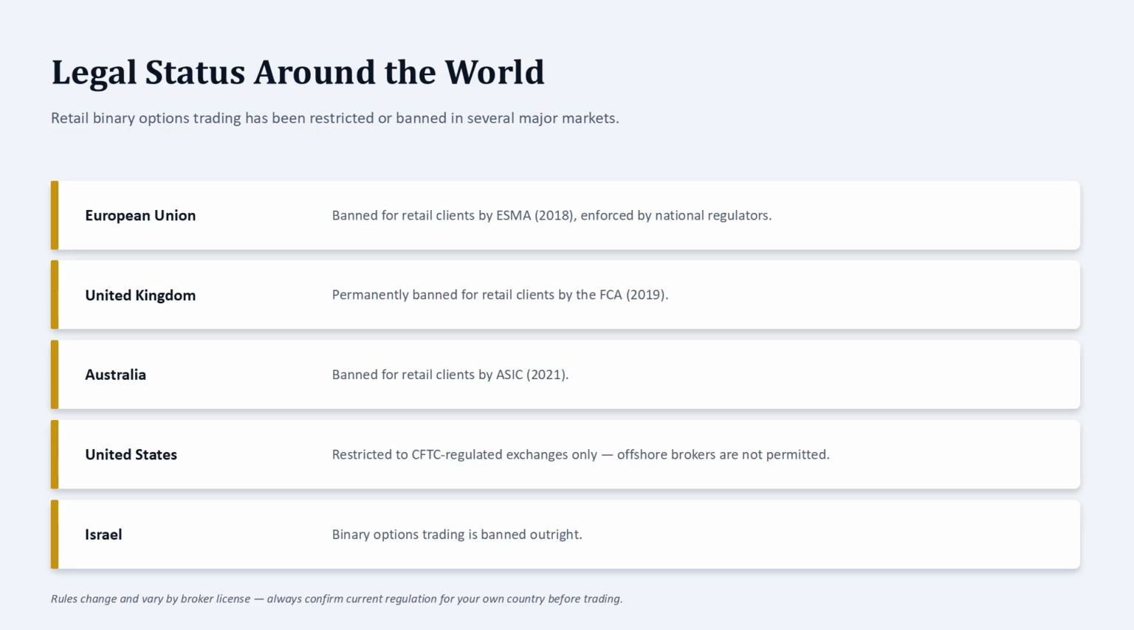And here's something a lot of ads conveniently leave out: retail binary options trading is restricted or banned outright in several major markets. The European Union banned it for retail clients back in 2018. The UK made its ban permanent in 2019. Australia banned it in 2021. In the US, it's restricted to CFTC-regulated exchanges only, no offshore brokers allowed. And in Israel, it's banned outright. Rules vary by country and by broker license, so always confirm what's actually legal where you live.